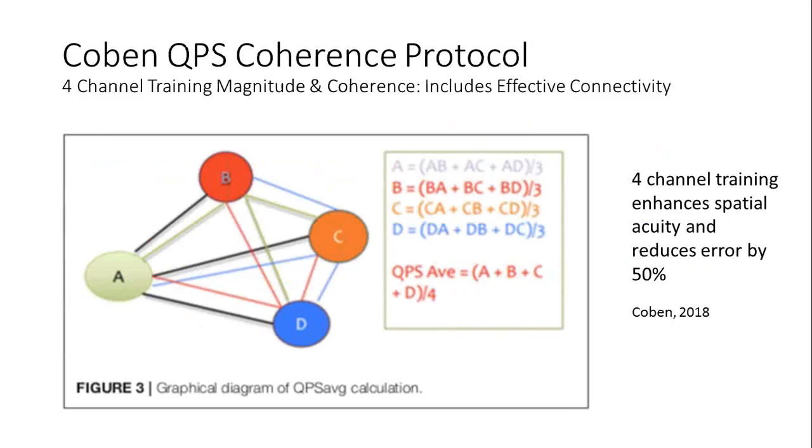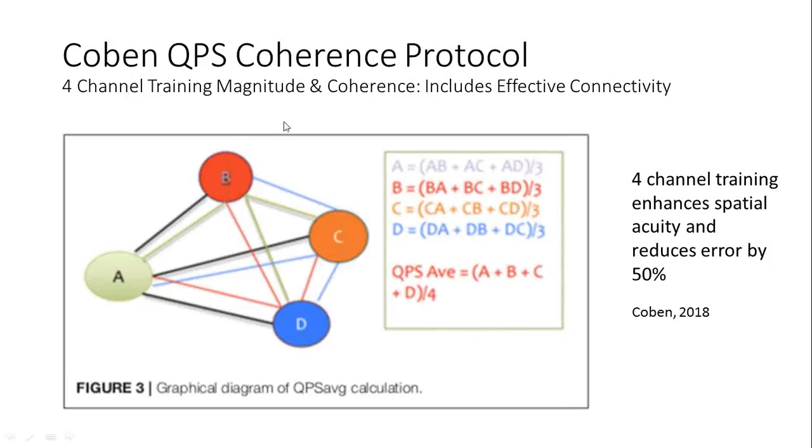Finally, I'd like to address Coben's QPS coherence protocol. This is probably one of the more exciting advances in neurofeedback that I've seen that's really well researched, really supported by research that's been very well done. Rob Coben is an excellent scientist, and he does excellent presentations. If you ever get a chance to see him, you should.